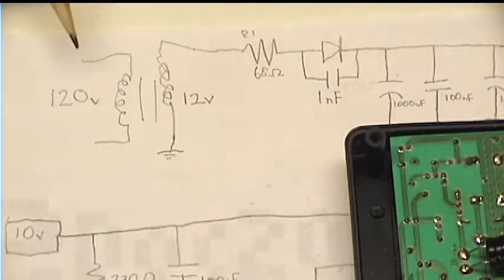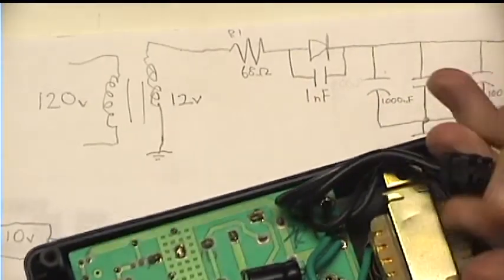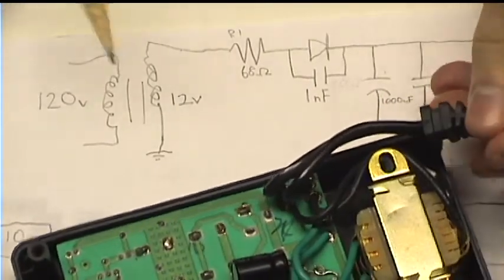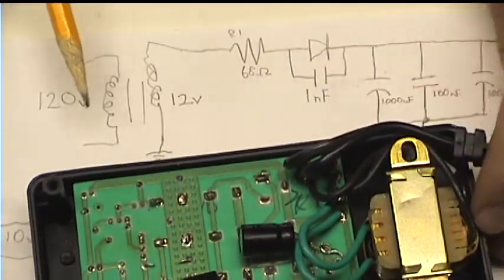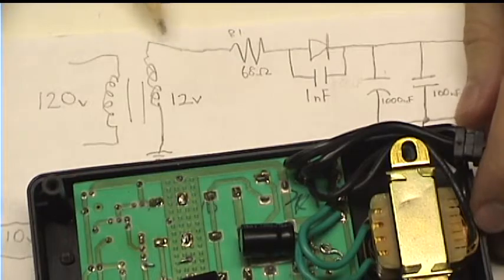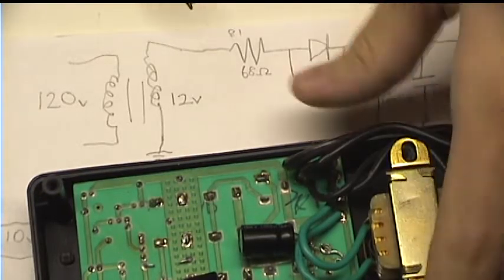Let's start now with the power supply of the circuit. The 120 volts coming in goes directly into this transformer, which outputs around 12 volts AC.